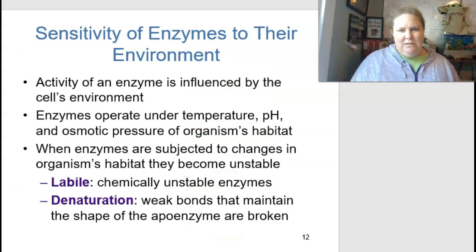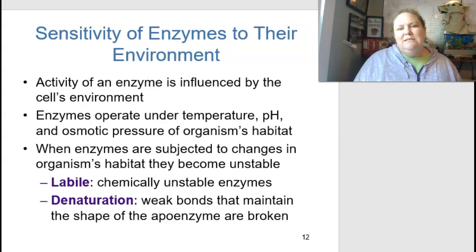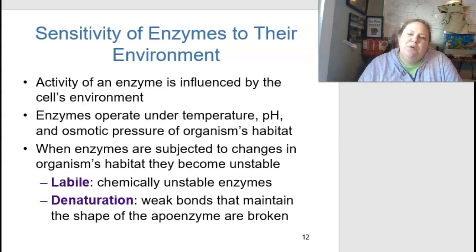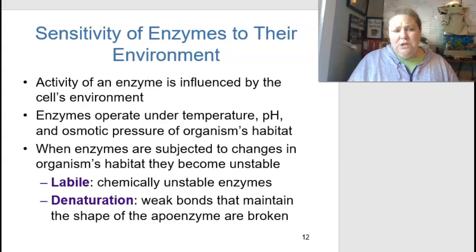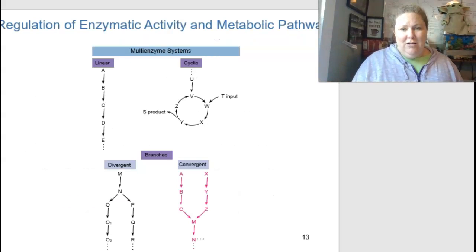So what about the sensitivity of enzymes to their environment? Well, the activity of an enzyme is influenced by the cell's environment. And enzymes operate under the temperature, pH, and osmotic pressures of the organism's habitat. Okay? So when the enzymes are subjected to changes in the organism's habitat, they become unstable. You get them out of their happy zone, they're not going to be very happy. So we have two terms: labile, where we have a chemically unstable enzyme, and denaturation, or denaturing. This is where weak bonds that maintain the shape of the apoenzyme are broken, and so they change their shape. Shape is all for function here in enzymes. When you change the shape, they're not going to function well at all.